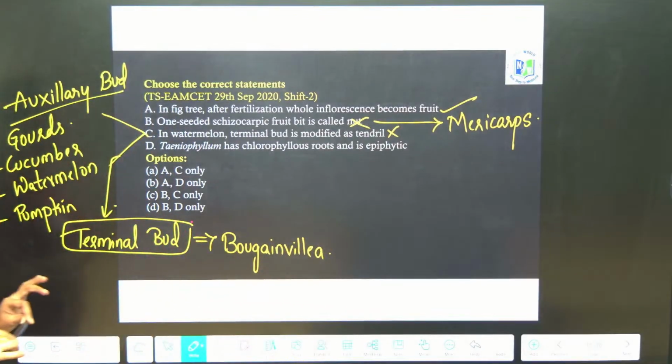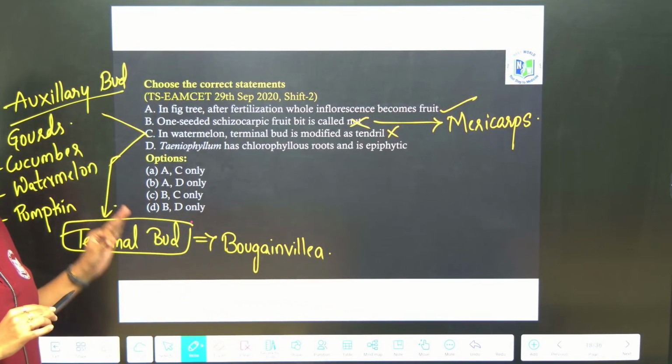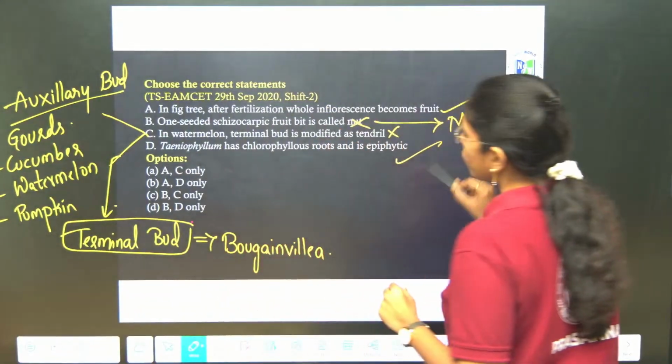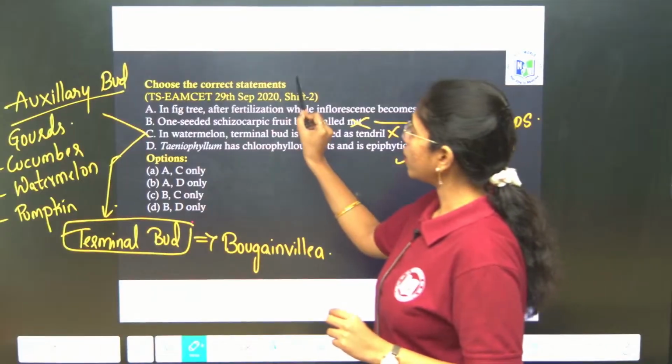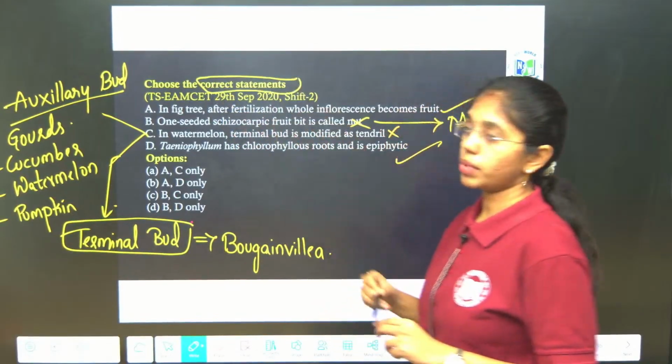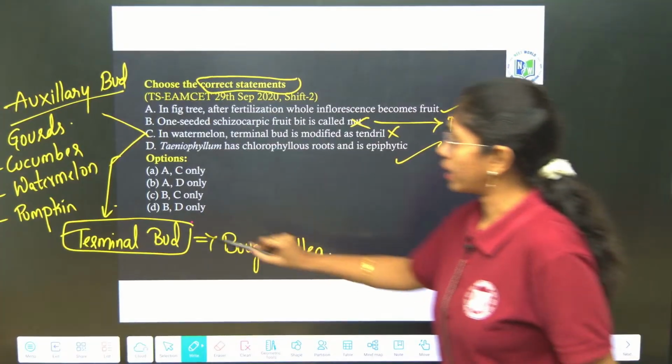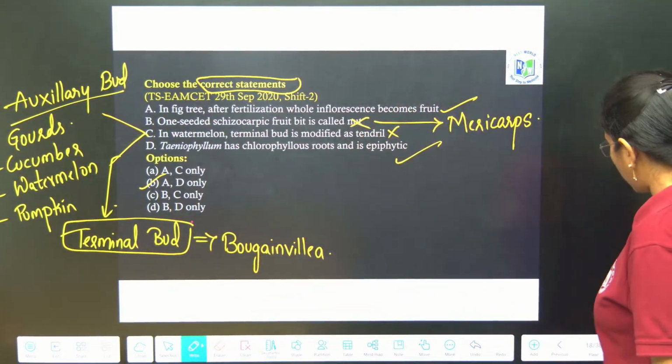Fine, right? Next, Tinophyllum has chlorophyllous roots and it is epiphytic. True again. So, here he asked us to identify what, ma? Correct statements. If you see the correct statements, A and D, these are correct. Option B. Fine.